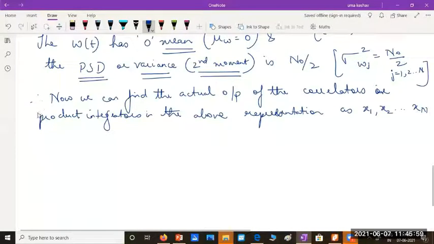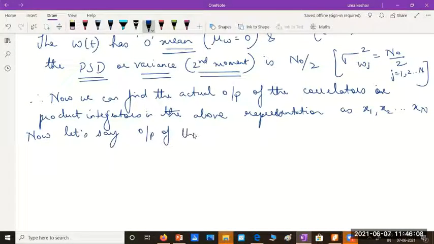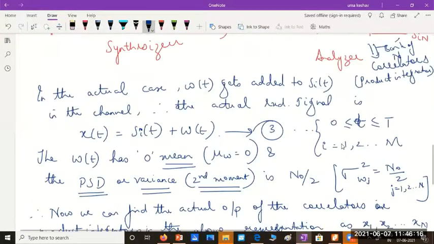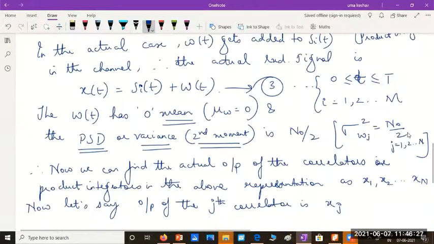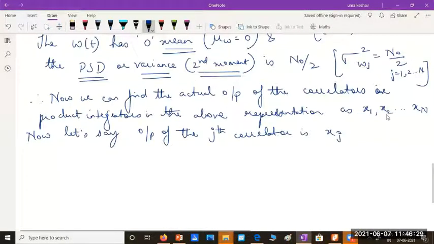Now, let's say the output of the jth correlator is xj. So if I consider the output of the first correlator, it is x1. Second correlator, it is x2. Output of the jth correlator will be xj. Just a simple representation that I'm using.